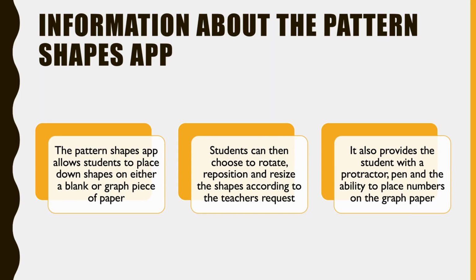Information about the Pattern Shapes app. The Pattern Shapes app allows students to place down shapes on either blank or graph pieces of paper. Students can then choose to rotate, reposition, and resize the shapes according to the teacher's request. The app also provides students with a protractor so that they can easily measure angles and find out whether an angle is obtuse, acute, or a right angle. The app also provides students with a pen to draw on the page and the ability to place numbers on the graph.